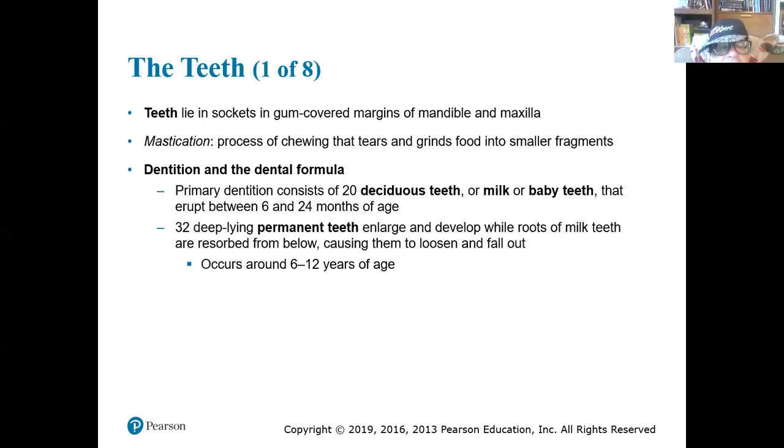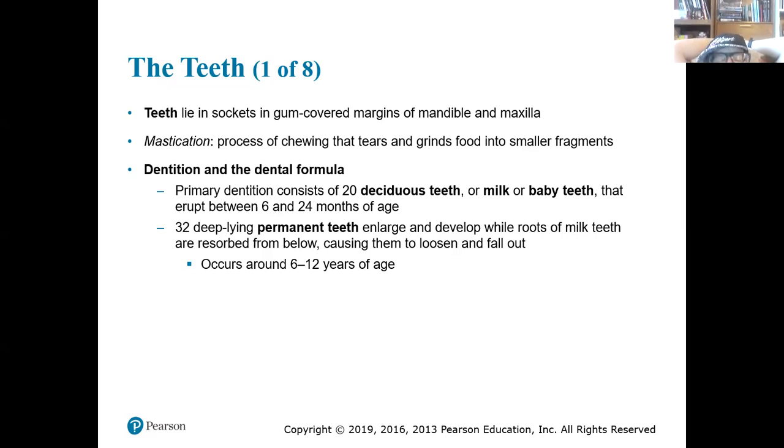All right, so teeth are in sockets in the gum-covered margins of the mandible and maxilla. The mandible is your lower jaw, the maxilla is your upper jaw. There are sockets in both for your teeth to sit in. It's not mentioned yet on this slide, but will be eventually: the teeth are anchored into those sockets by the periodontal ligament. So mastication is the fancy name for chewing food.